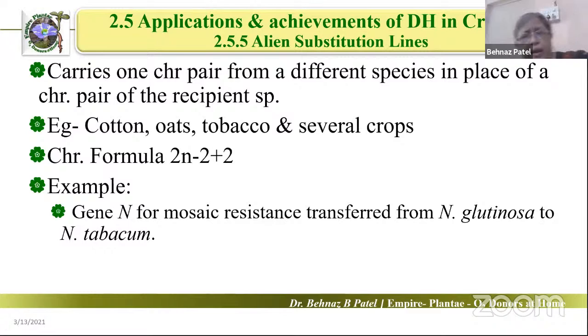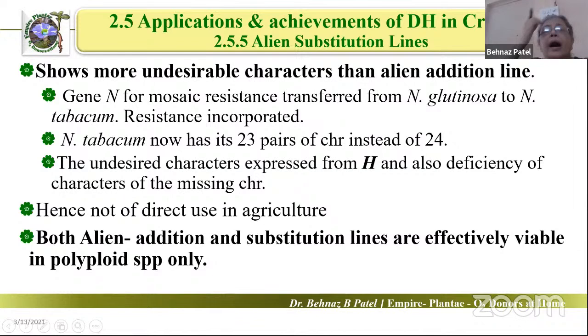Now, one pair of chromosomes. So now you have a substitution line, the definition of which we said is AA minus 2 small a, and then we add plus 2 B. So it's 2n minus 2 plus 2. Got it? Alien substitution lines will show certain undesired characters also, and more than the alien addition line, because certain characters of the recipient, I'm sorry, of the recurrent parent have also got lost.